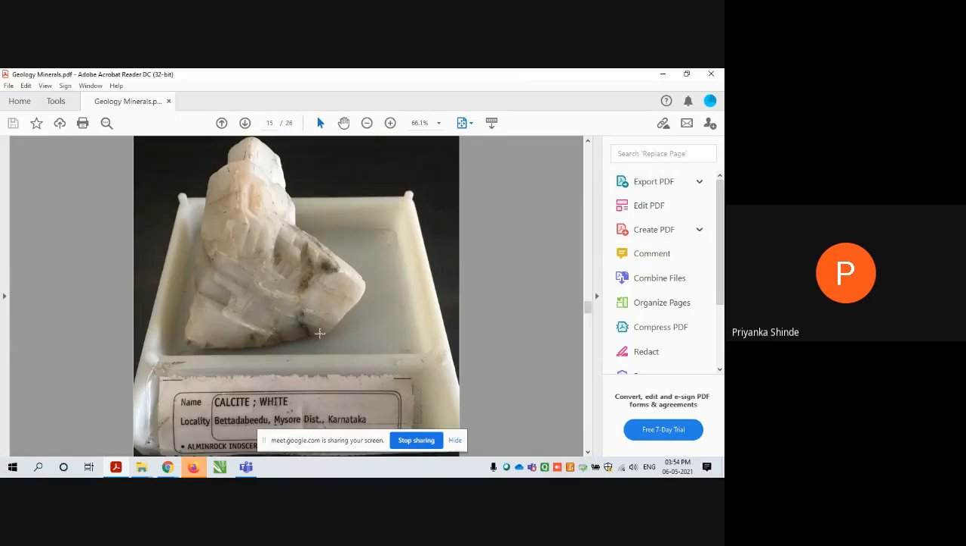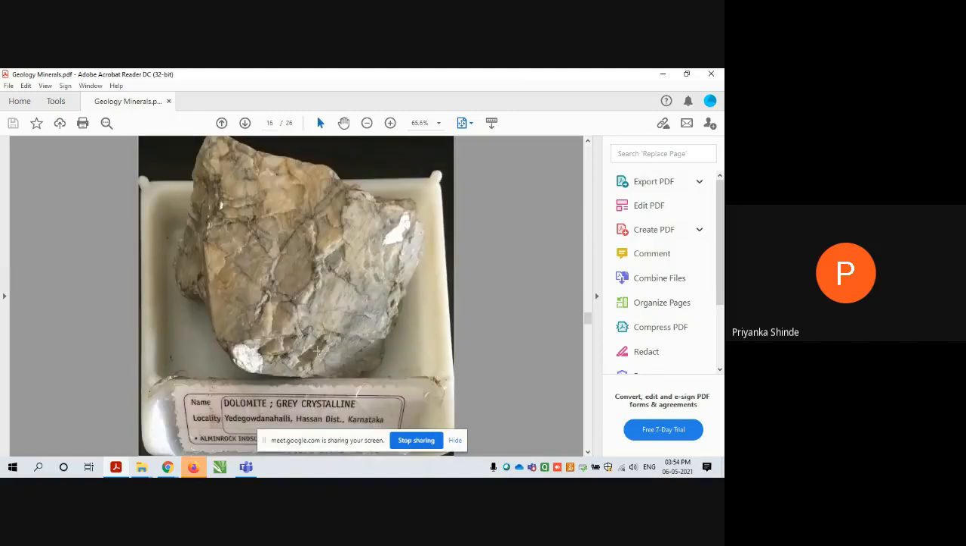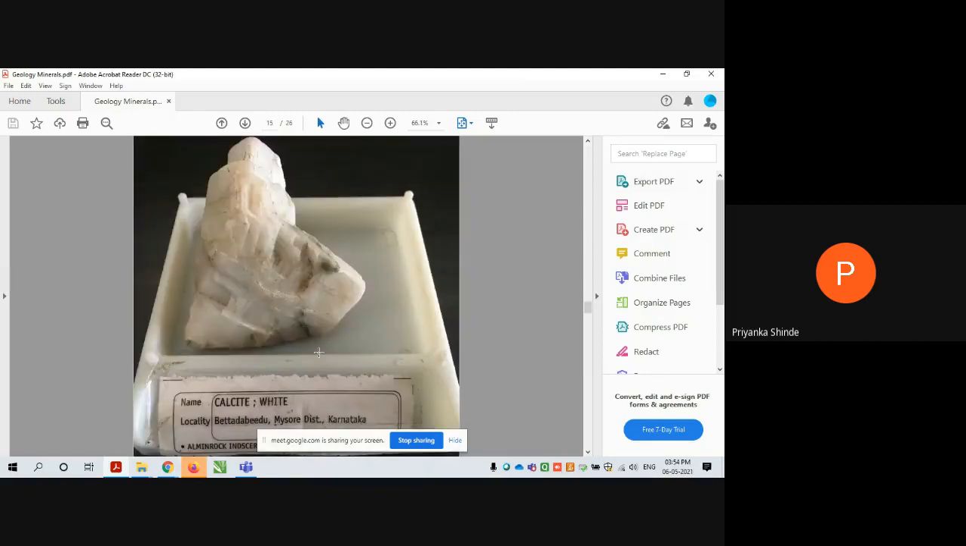Then the next is the carbonate group. In that we have two minerals: calcite and dolomite. The special property of this: calcite occurs in a variety of colors, but what we have is white in color, and the special property is its hardness. Hardness is 3. Talc, gypsum and calcite are in the hardness box. So it is on third number. So this hardness is 3. And the special property of this is cleavage.